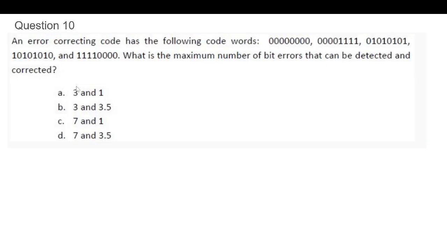The next question. An error correcting code has the following code words. What is the maximum number of bit errors that can be detected or corrected? We already know d min is equal to b plus 1 for detection, and d min is equal to 2b plus 1 for correction. Applying this, can you tell what will be the answer? First, what is the d min value?